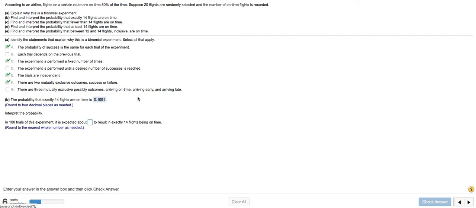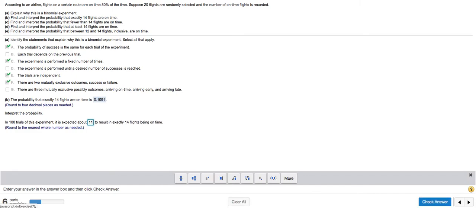Part B goes on here to say, now interpret this probability. In 100 trials of this experiment of selecting 20 flights, about how many of these experiments will result in exactly 14 flights being on time? This is a matter of taking 100 and multiplying it to this probability, which will move the decimal point 2 places. And if we round to the nearest whole number, it's going to be 11. So, you can do this in your head, or you can just use another calculator. Take this probability, multiply it by 100, and then round as needed. So I'll check my answer. Okay.